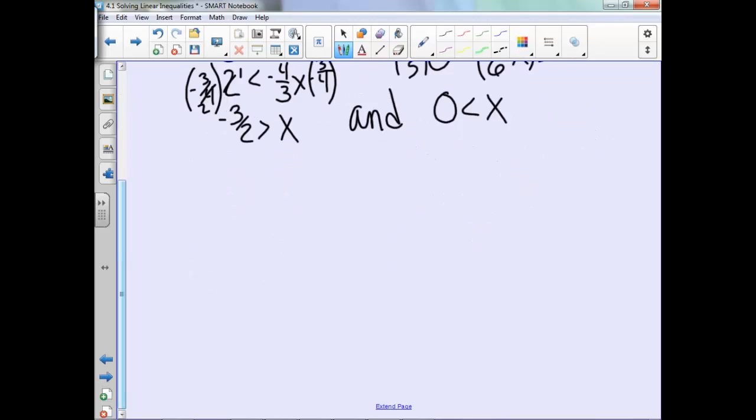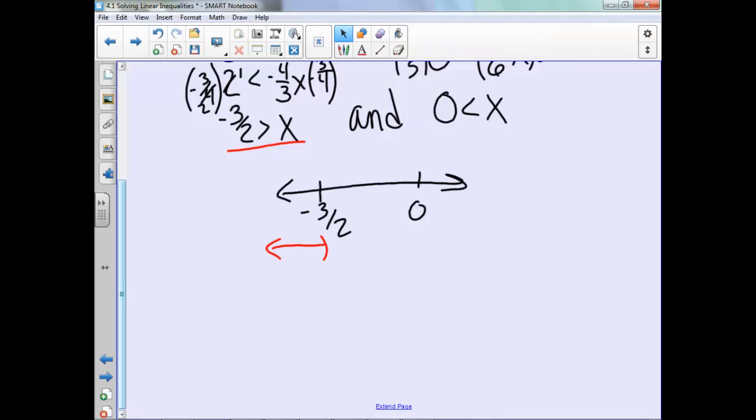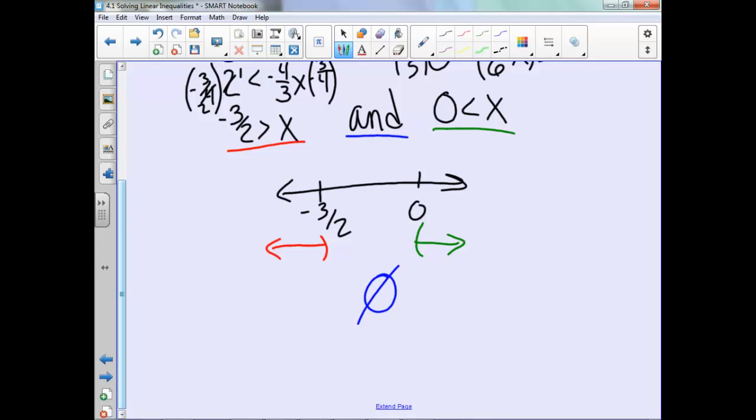Now let's go ahead and graph these. Graphing this first one, we want where x is less than this. Graphing this second one, we want greater than 0. Remember, it's an "and," so where do we have both of the lines? Well, we don't have both of the lines anywhere, so it's going to just be no solution.